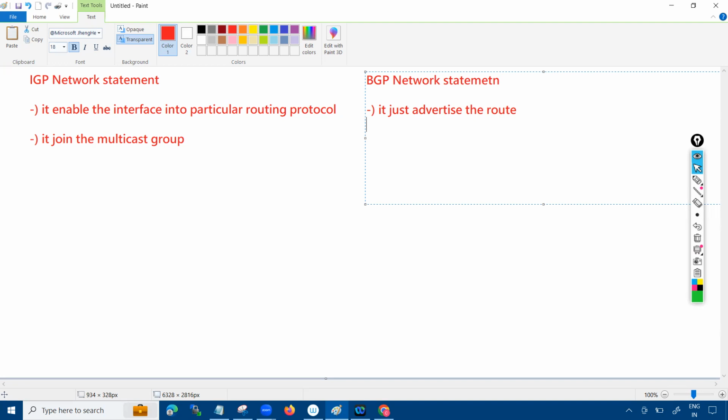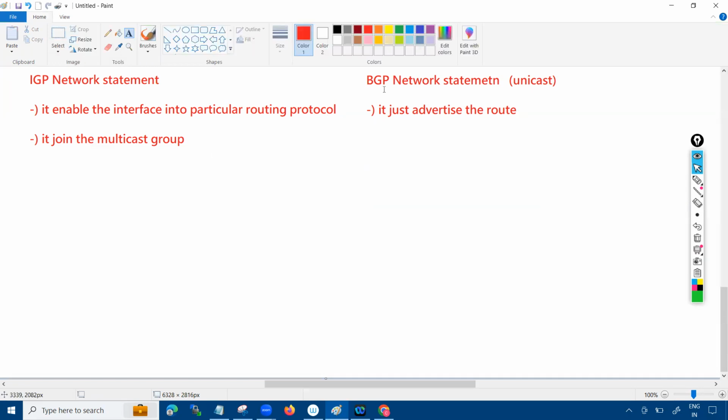Why don't we have a multicast group? BGP does not have any multicast group, right? BGP is a TCP-based protocol and TCP does not support multicast. So we don't have class D addresses like we have in EIGRP and OSPF, right? 224.0.0.10, 224.0.0.5 and 6, we have these in the IGP, but we don't have class D multicast addresses in BGP. BGP has a unicast concept, not multicast. So the BGP network statement is just going to advertise the route.